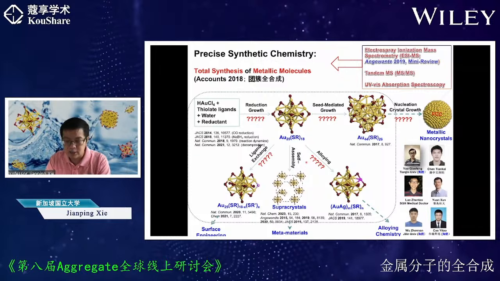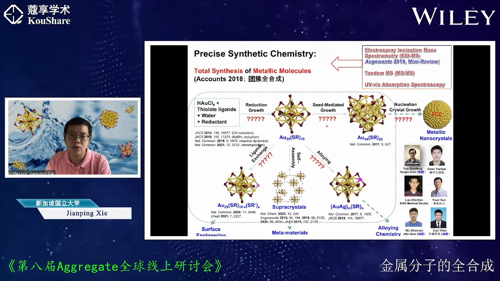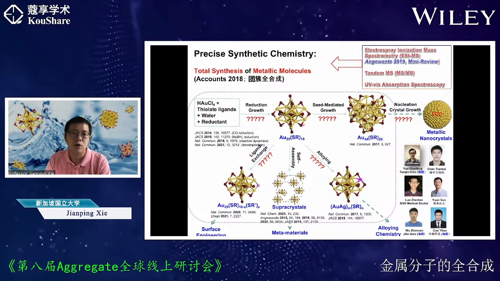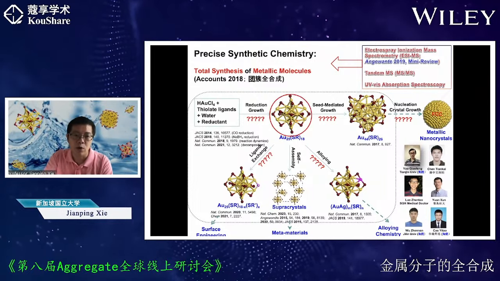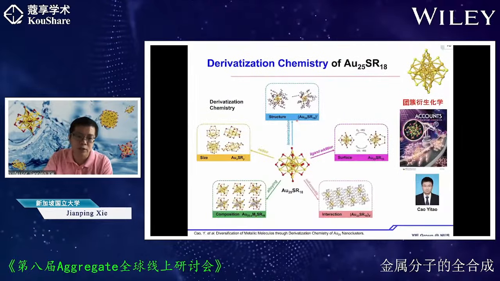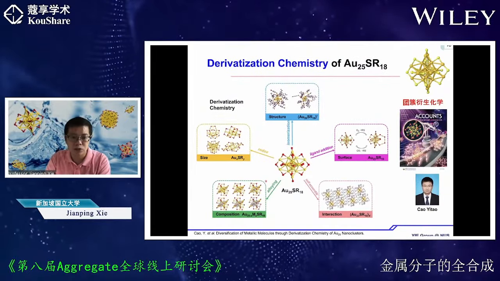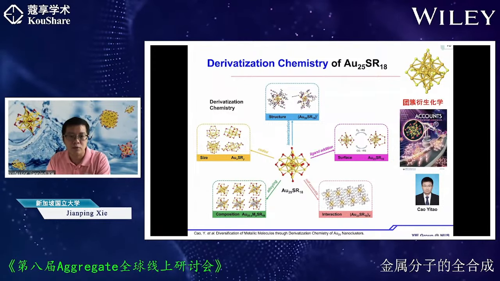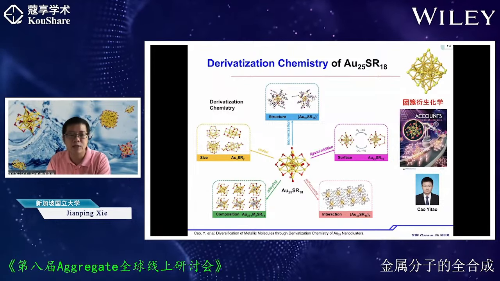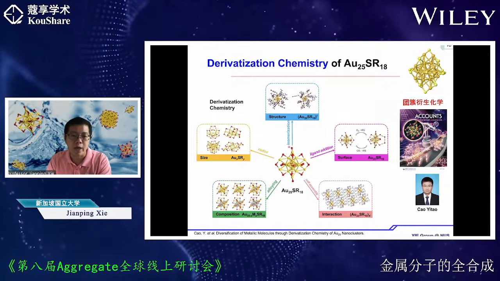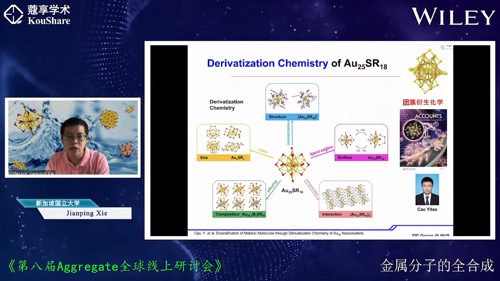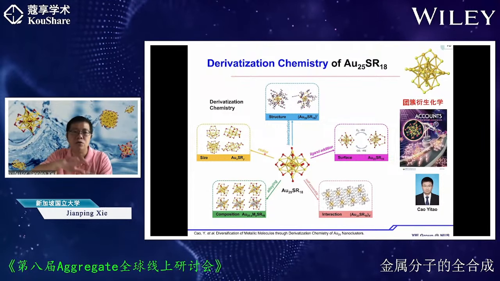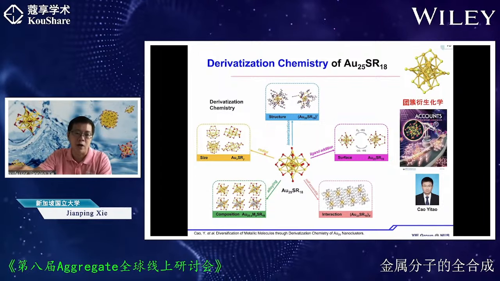So this is a summary of our research in the past 10 years in the field called total synthesis of metallic molecules. I will just use this as an example. This is my last slide, using the cluster. If you can derive the different chemistry, you can use the Au25(SR)18 as a precursor. We have isomerization reaction, ligand addition reaction, self-assembly, alloy reaction, and then we can divert it to synthesize other functional molecules, right?